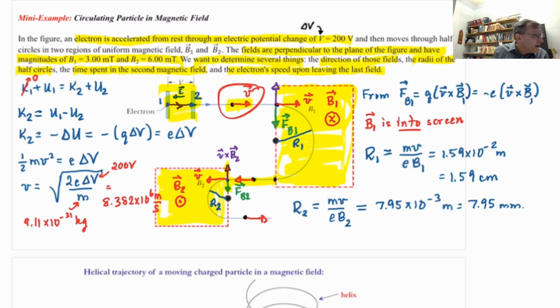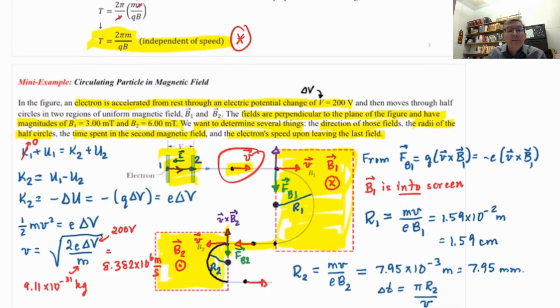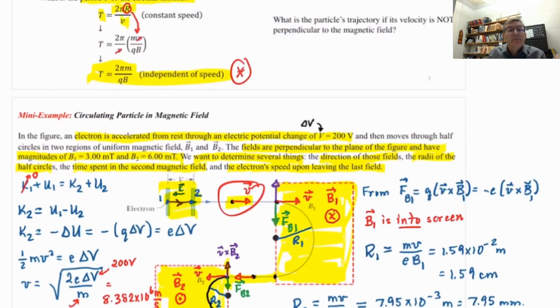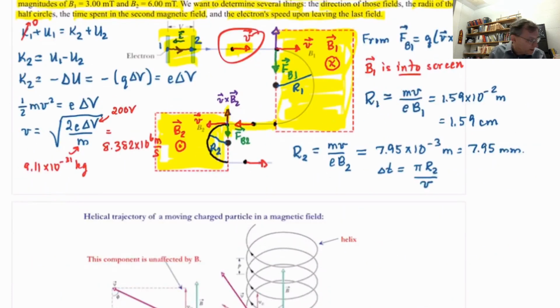There's other things it wants to know. The time spent in the second magnetic field. How much time is it spent going around this half circle? Well, there's a couple of ways you could do it. One easy way is, since it's traveling at constant speed, the amount of time it takes, delta t, is the distance it goes, that's half the circumference of a circle, over how fast it's going. Or you could use the period formula up above and take half of it, that would be pi m over qB. So you can do it either way. You can try that. I'll tell you what you get.